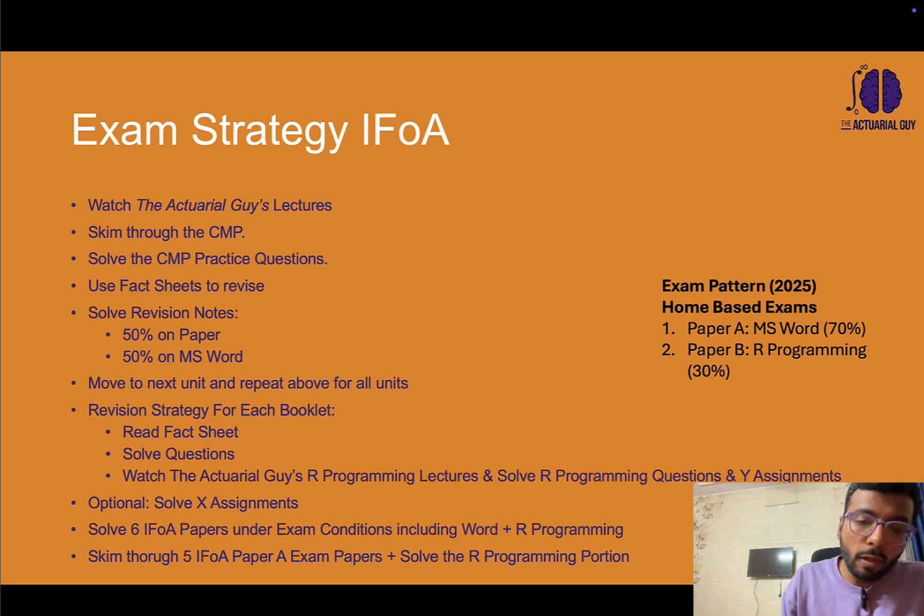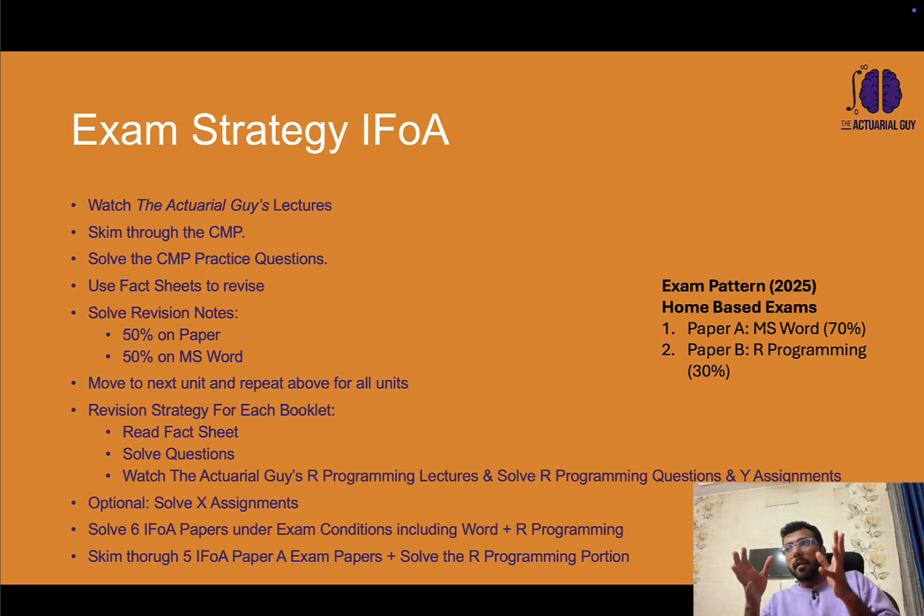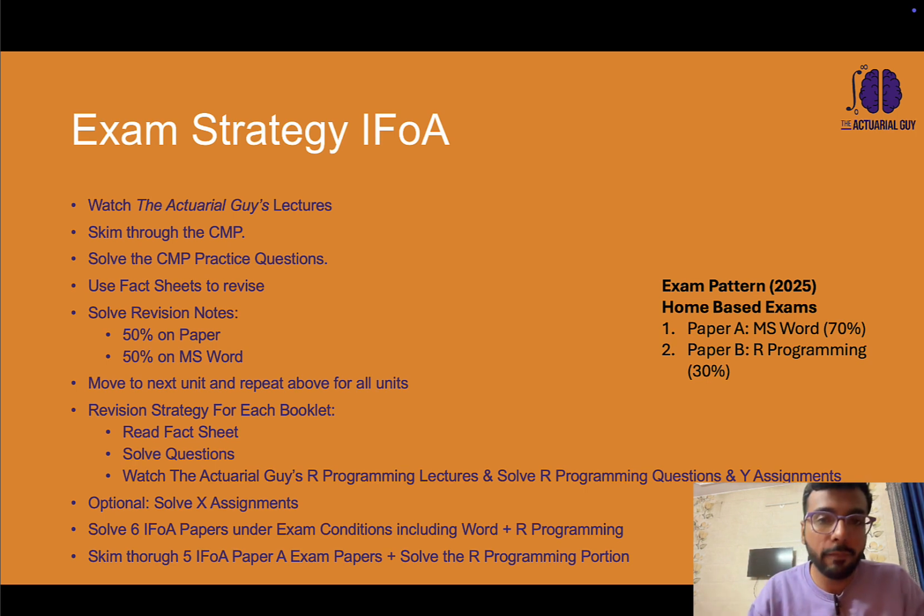6 exam attempts you solve under exam conditions. So you sit down, 3 hours and 15 minutes for paper A, 1 hour and 45 minutes for paper B. You solve them properly under exam conditions. You type it out on Microsoft Word and do it on R programming and compare your answers against those suggested by the institute. So that's how you do this. And for 5 exams, you can quickly skim through the IFoA papers and solutions. So that will just give you good practice of the latest exams. So that is your entire exam strategy for IFoA.